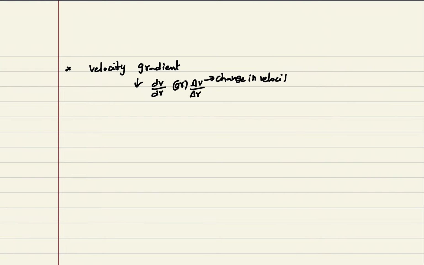Next set. Let us consider velocity gradient. Velocity gradient is nothing but dv divided by dr, or we can write it as delta v divided by delta r. This is a change in velocity by change in height.